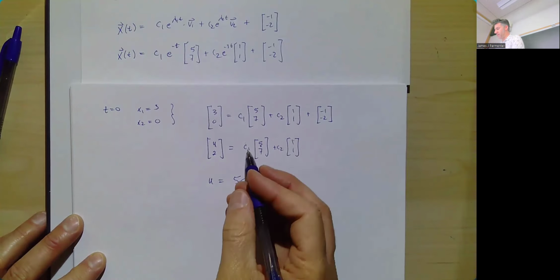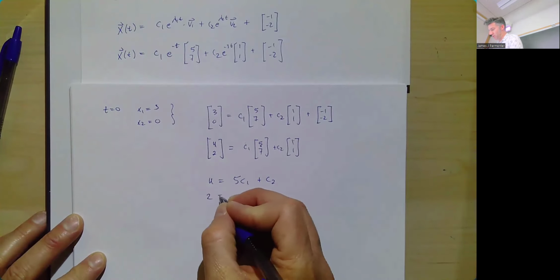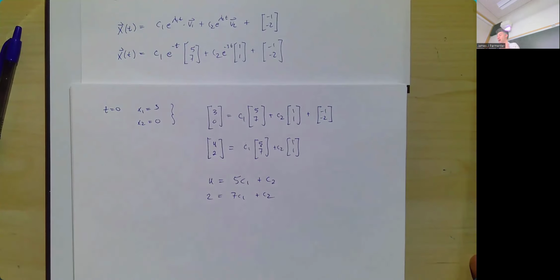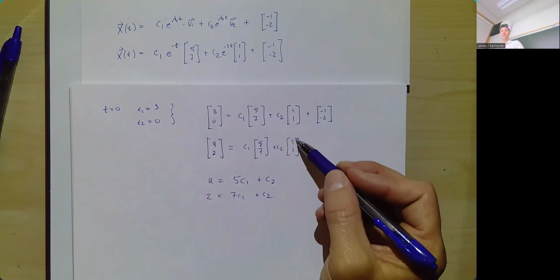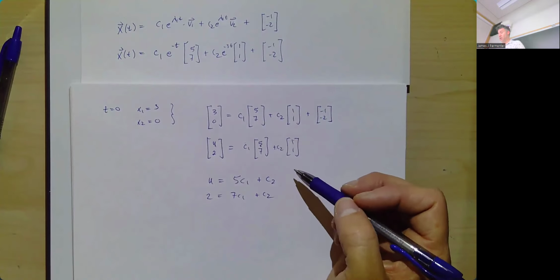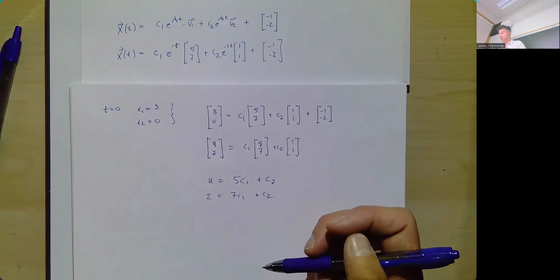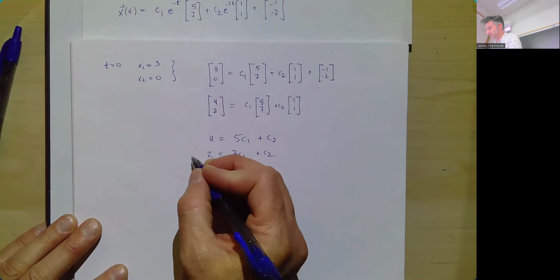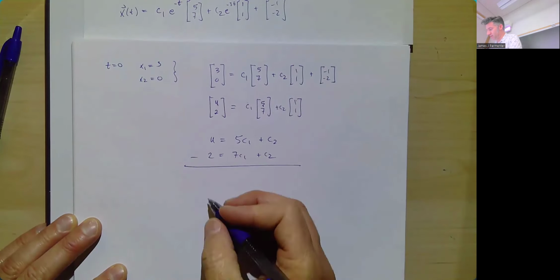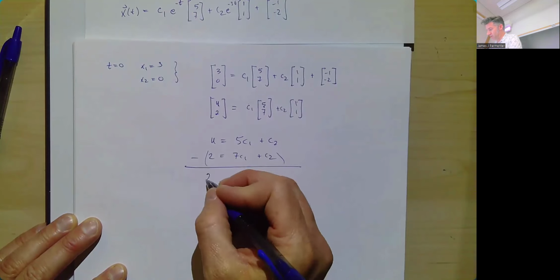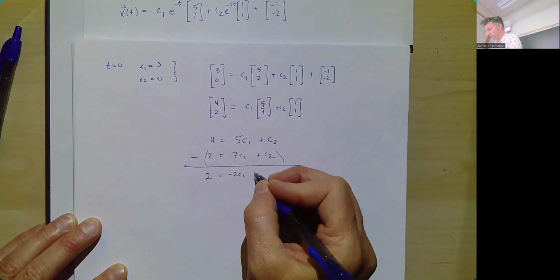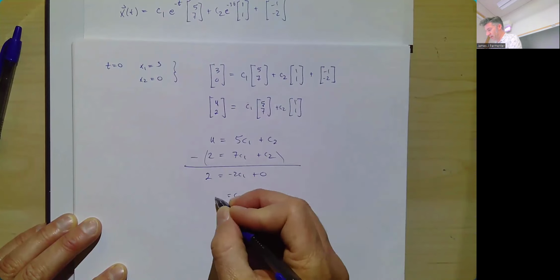So I have 4 equal to 5C1 plus C2. I have 2 equal to 7C1 plus C2. The reason I did it this way is because I noticed that the C2 coefficient was going to be the same both times. And so if I subtract these equations, the C2 disappears. So subtract: 4 minus 2 is 2. 5 minus 7 is -2. C2 minus C2 is 0. You get C1 equal to -1.